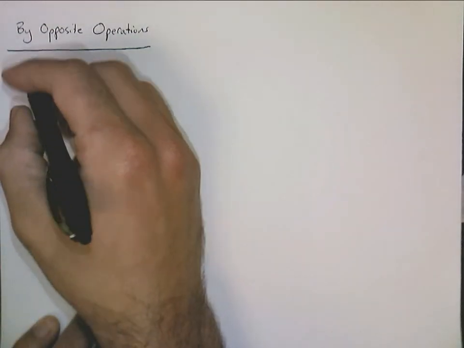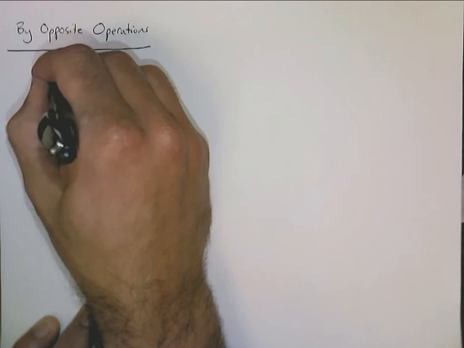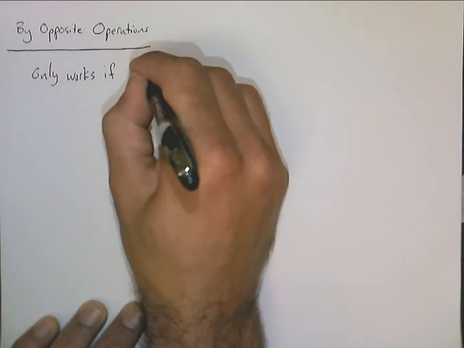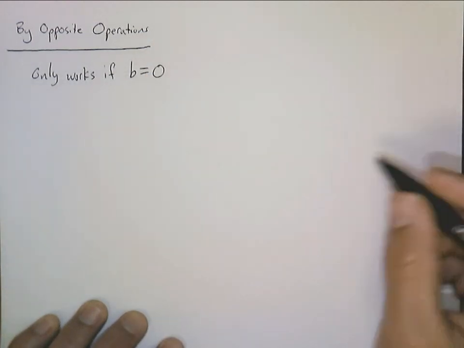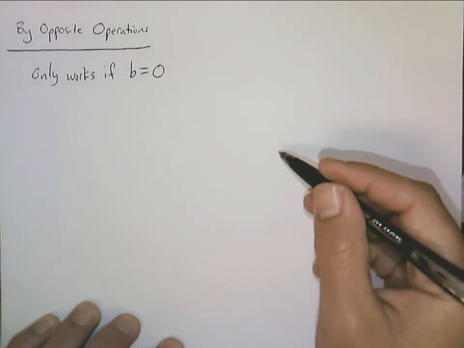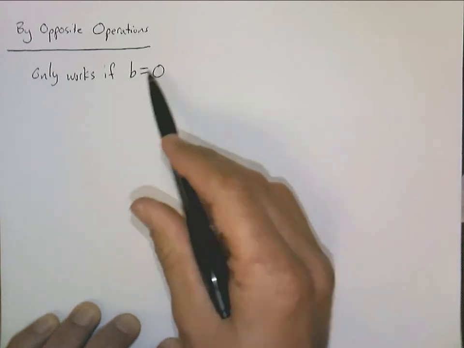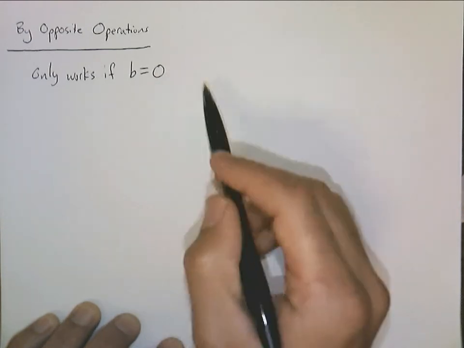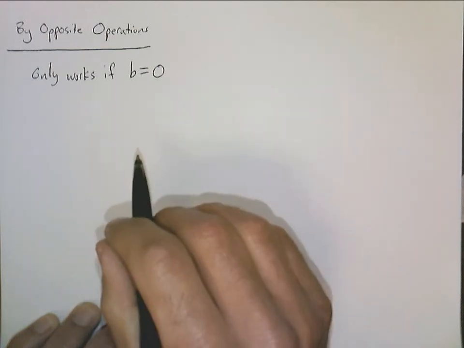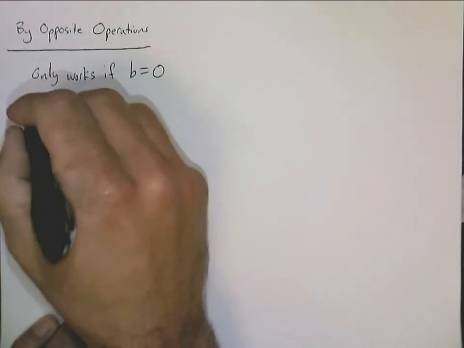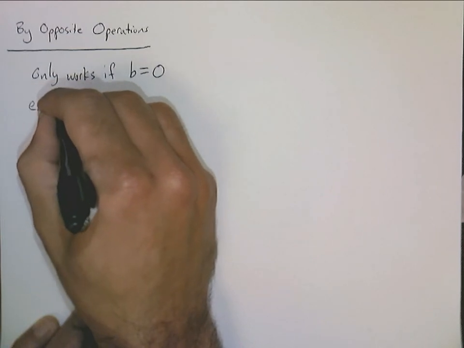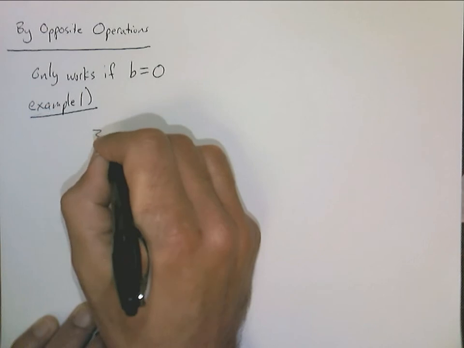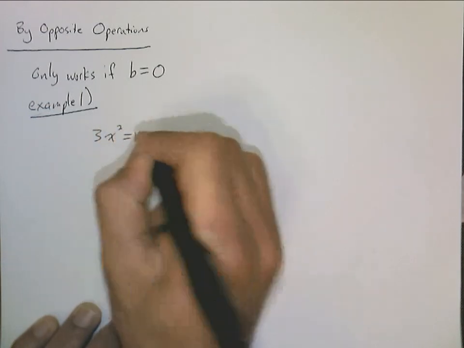For a quadratic equation, this only works if b equals 0, meaning the line of symmetry is the y-axis, which of course is rarely the case. If b isn't equal to 0, then there's some other tricks that we can do, which we'll get into later. But let's just work through the same example again. Again, 3x squared equals 12.